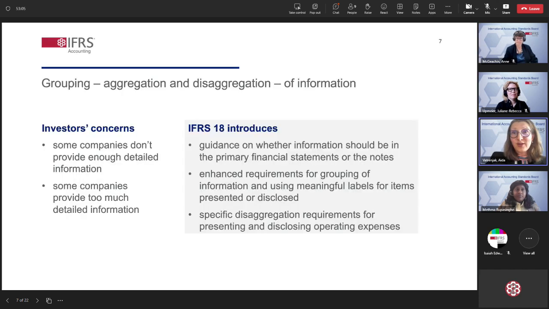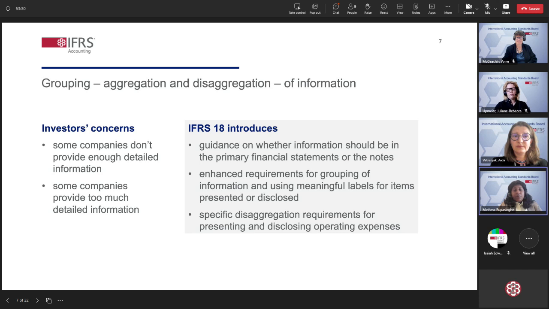So Mesma, is it okay if I start with you and ask you if you don't mind telling us what concerns investors have about the grouping that these requirements are seeking to address? Sure. Investors have told us that financial statements do not always include information that is appropriately grouped, and sometimes companies do not provide enough detailed information.